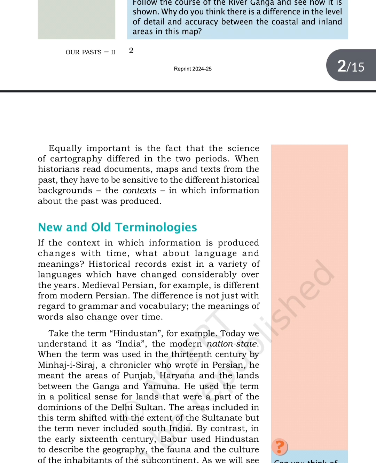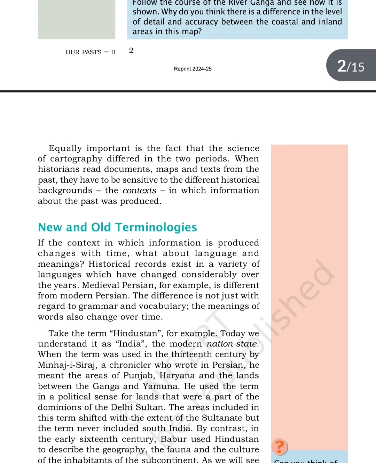When historians read documents, maps, and texts from the past, they have to be sensitive to the different historical backgrounds, the context in which information about the past was produced, and new and old terminologies. The context in which information is produced changes with time. What about language and meanings? Historical records exist in a variety of languages which have changed considerably over the years.